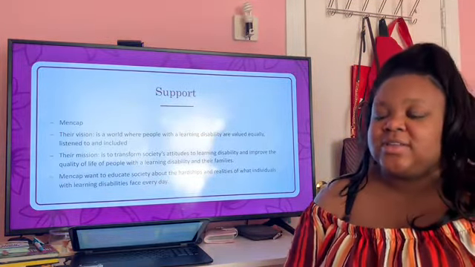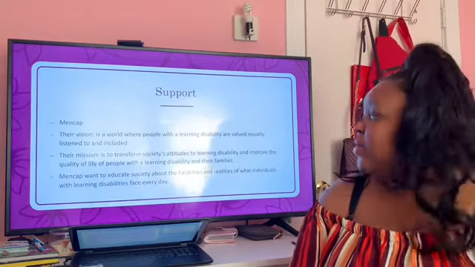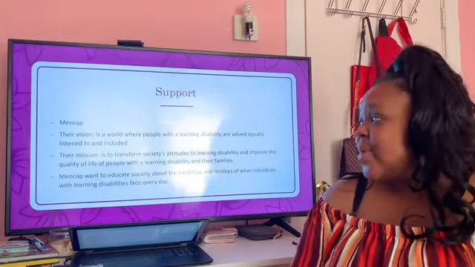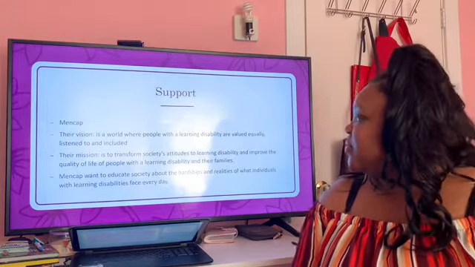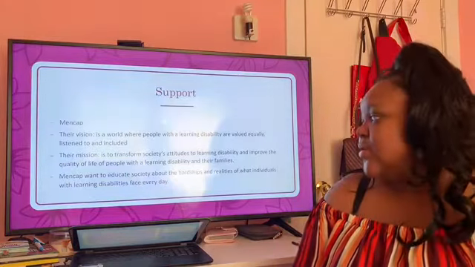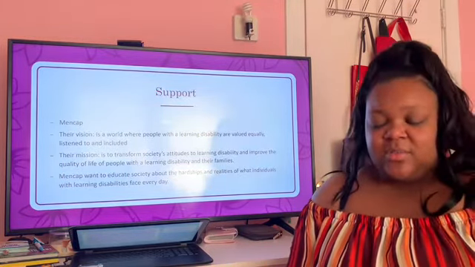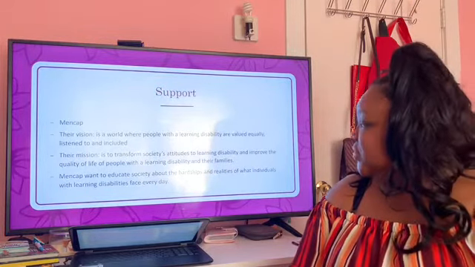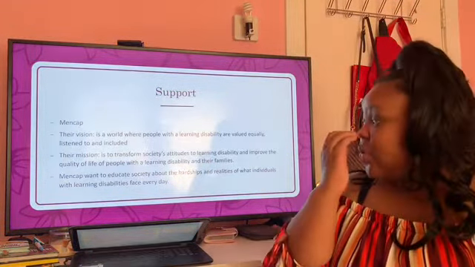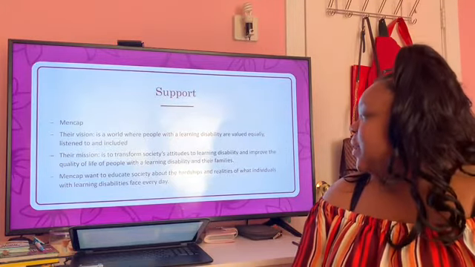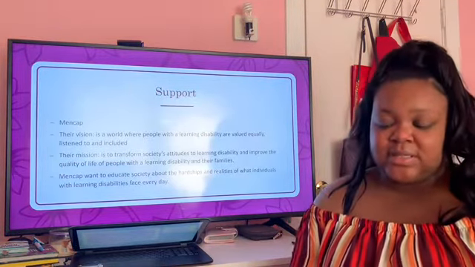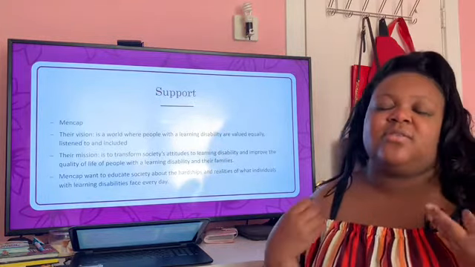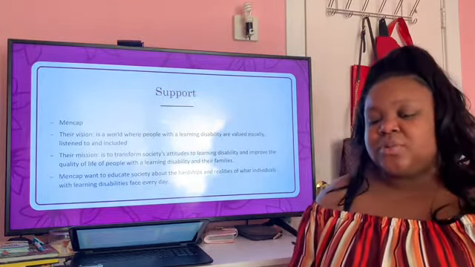One organization that I found that supports individuals with learning disabilities was MNCAP, and their vision is a world where people with a learning disability are valued and equal, listened to and included. Their mission is to transform society's attitudes to learning disabilities and improve the quality of life of people with learning disabilities and their families.